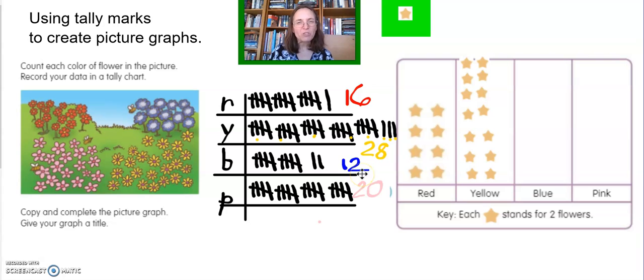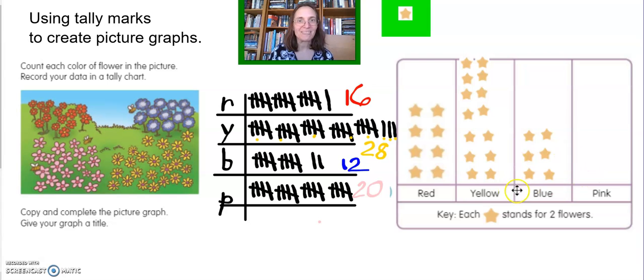The blue one is 12. What is 12 divided by 2? You think about that. I'm going to pause and put the answer up here. And you hit pause, and when you know how many stars I should have, it's 12 divided by 2, then you can press go again. Presto! It's already done. 12 divided by 2 is 6, and since each star stands for 2 flowers, I put 6 of them over here.